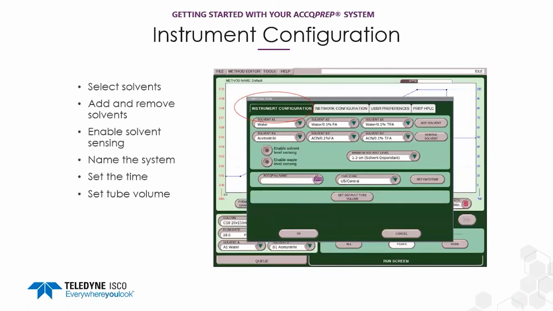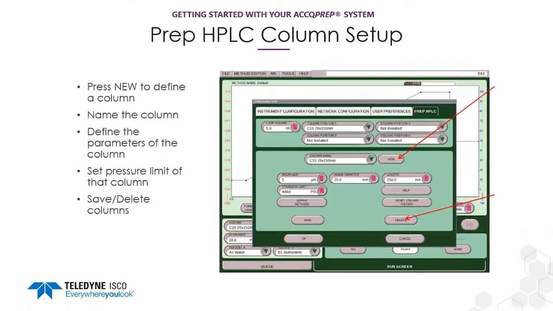The Instrument Configuration tab allows solvents to be added, removed, and selected. Solvent and waste sensing can be enabled. The Prep HPLC tab allows management of columns in the system. Press the New button to define a new column.